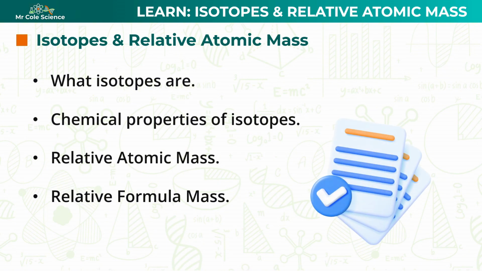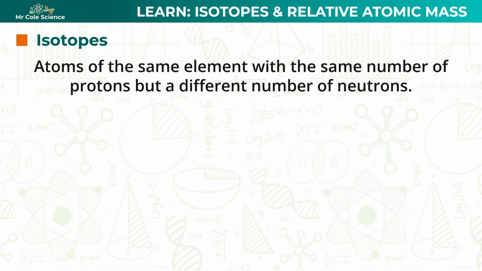Let's get started. Isotopes are atoms of the same element, with the same number of protons but a different number of neutrons. This is a key definition that you need to learn. Once again, I would strongly suggest creating a flashcard with this on to help you memorize it.